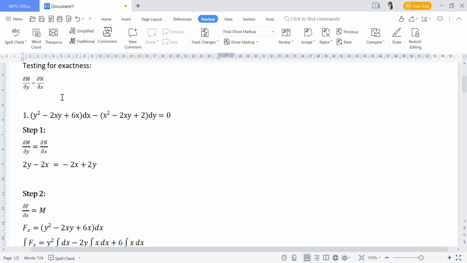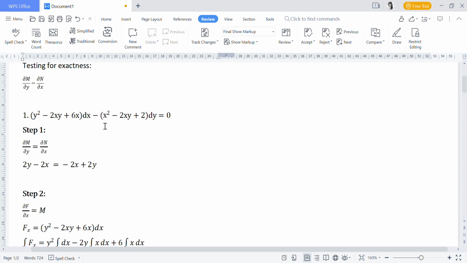Now let's solve for the partial of N in terms of x. Here we're going to use this equation, so we're going to differentiate this equation with respect to x. First, let's distribute this negative sign inside this parenthesis. So this will be negative x squared plus 2xy minus 2. Okay, remember that. So we're going to differentiate this with respect to x.